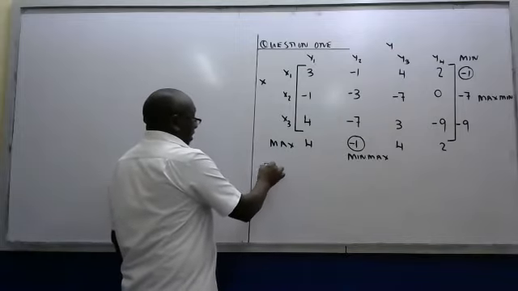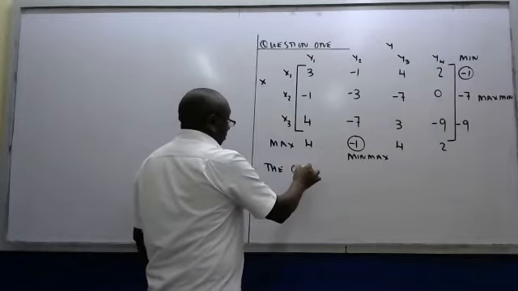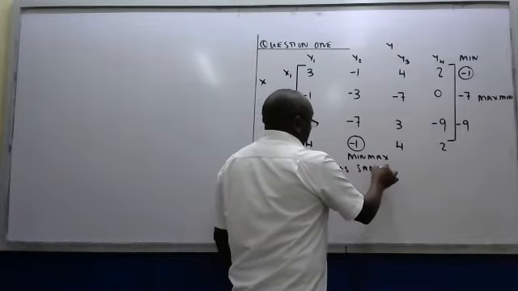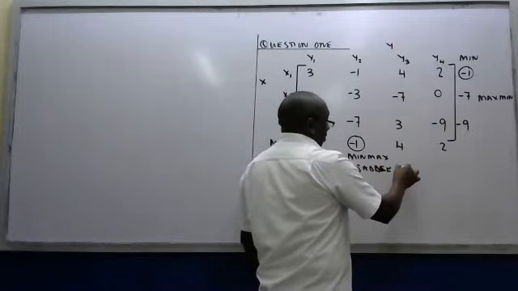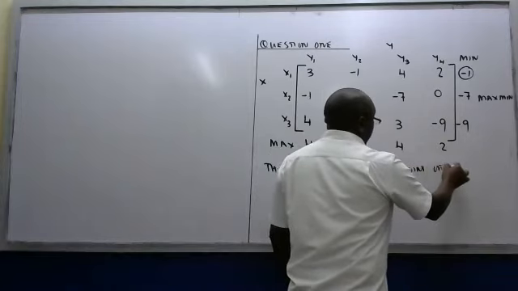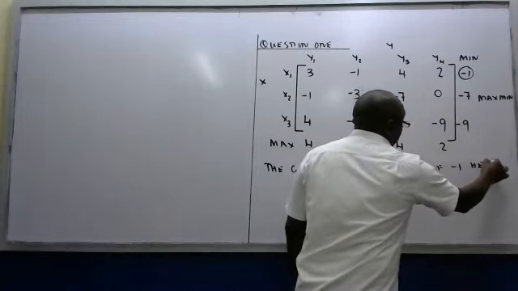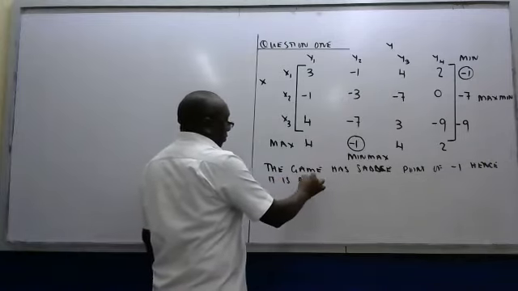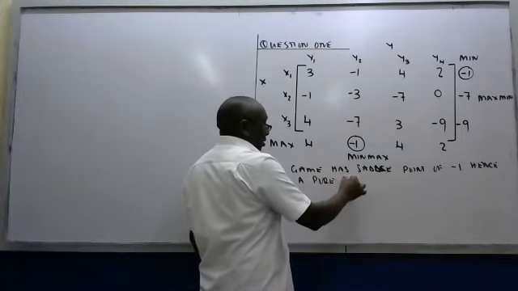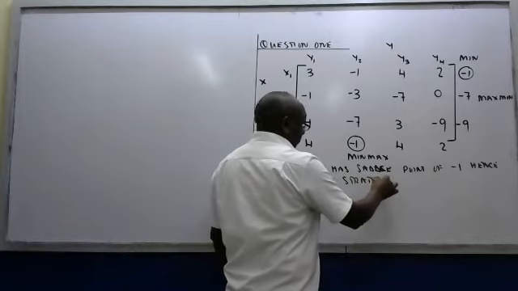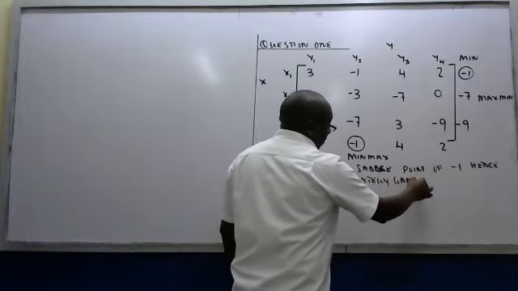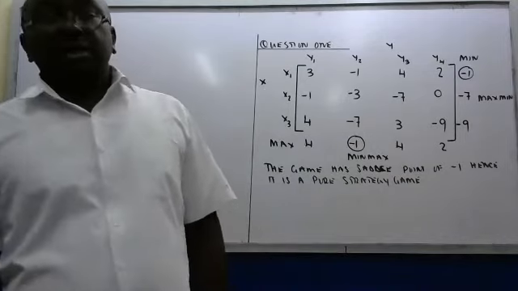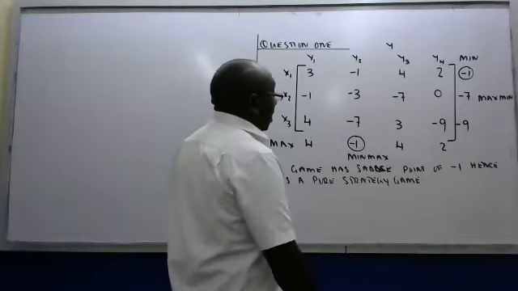So you write, the game has a saddle point. A saddle point of -1, hence it is a pure strategy game. It is a pure strategy game. So that game has a saddle point, and the saddle point is -1.